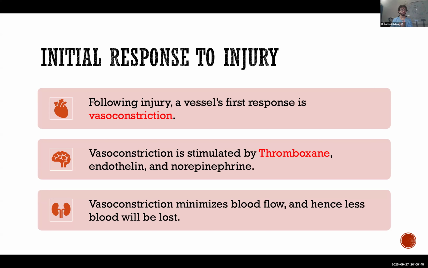So, increased blood pressure does not mean losing more blood. If anything, it means losing less blood. A vasoconstriction will narrow the vessels, increasing the pressure, so not as much blood will be leaving the cell. Is that clear? As we said, vasoconstriction minimizes blood flow, and hence less blood will be lost.